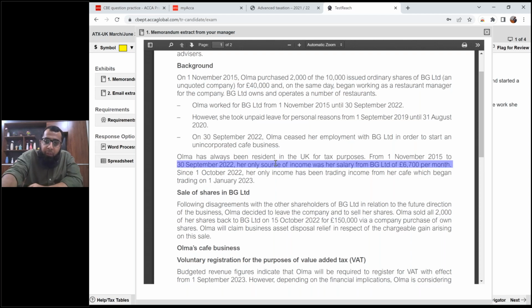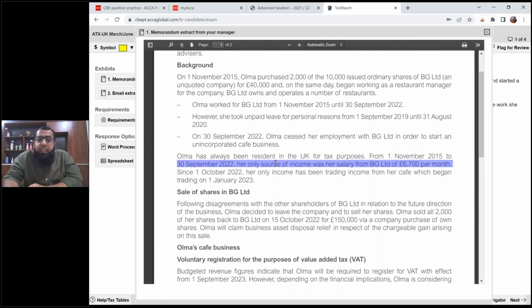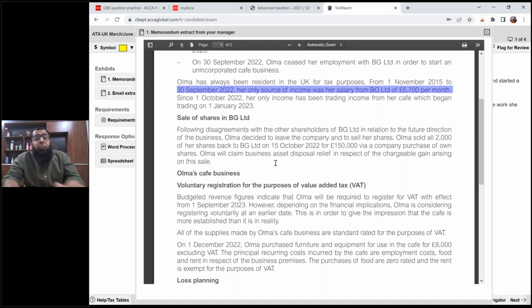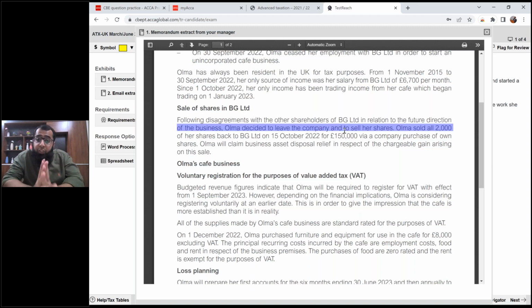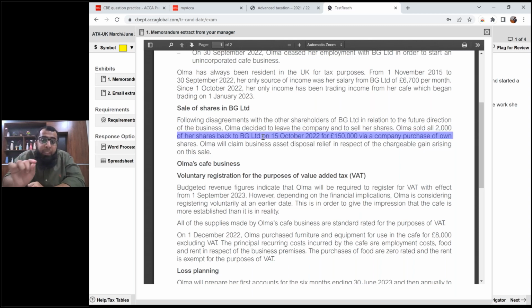Okay, let's move forward. Sale of shares in BG Limited. Following disagreements with the other shareholders of BG Limited in relation to the future direction of the business, Alma decided to leave the company and to sell her shares. Alma sold all 2,000 of her shares back to BG Limited on 15th October 2022, which means that there was a buyback of shares.